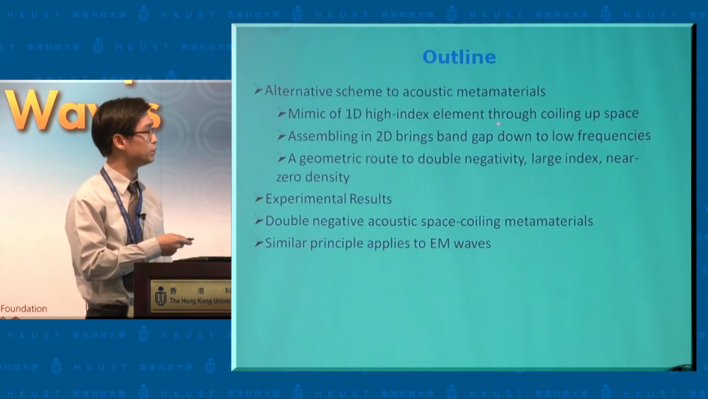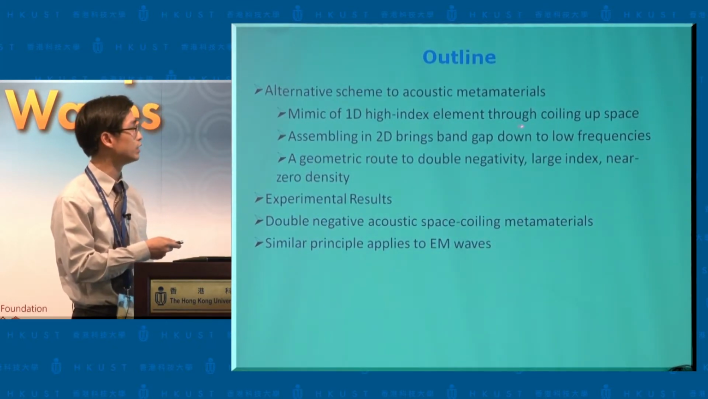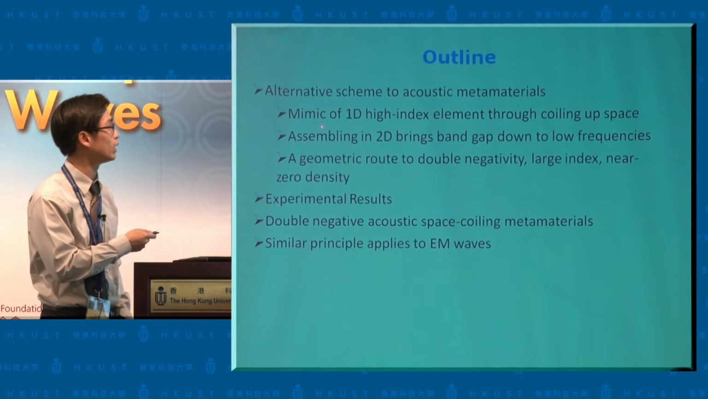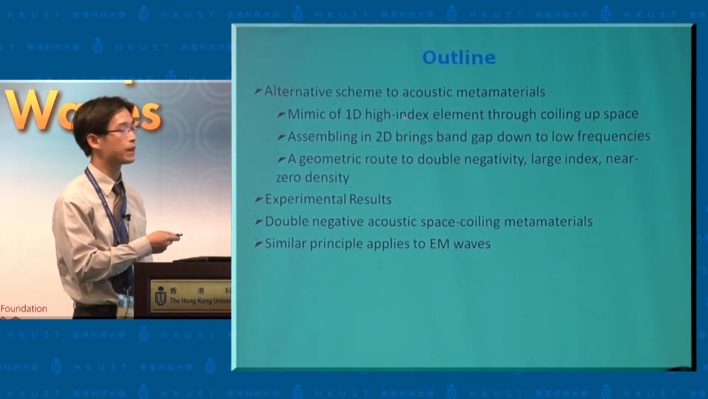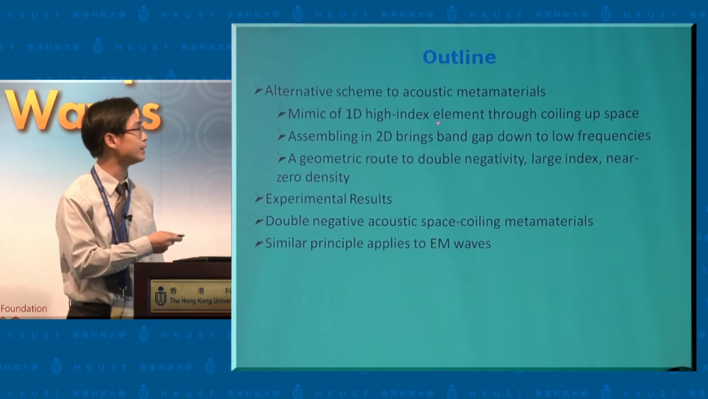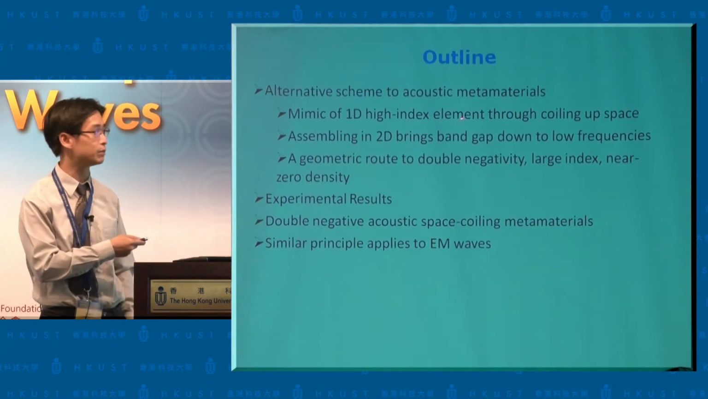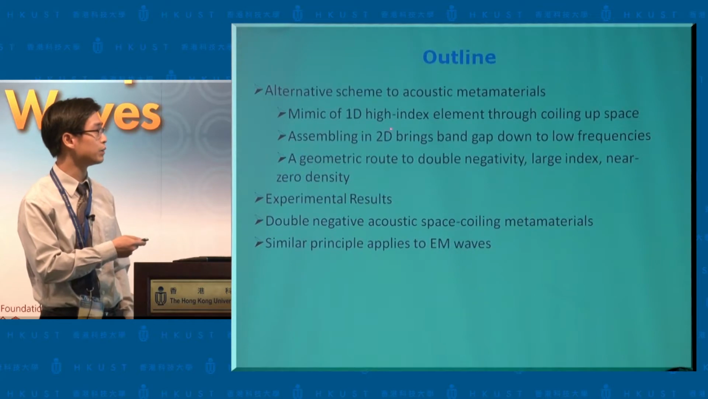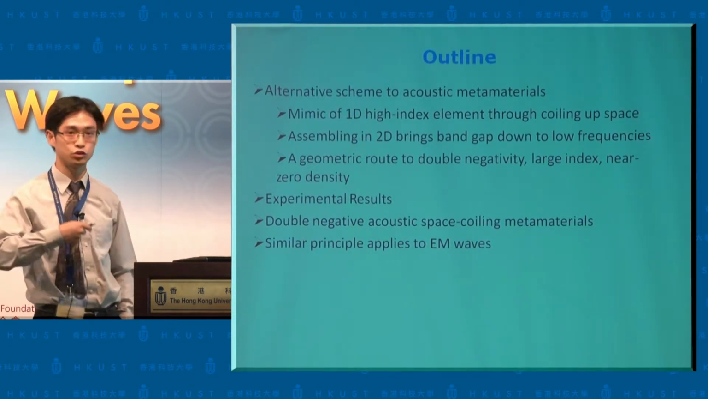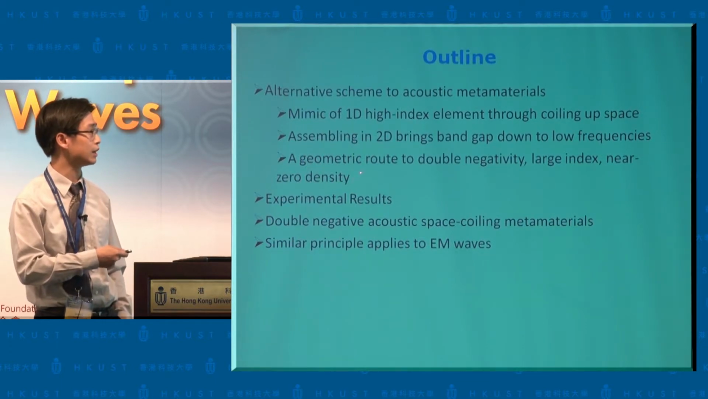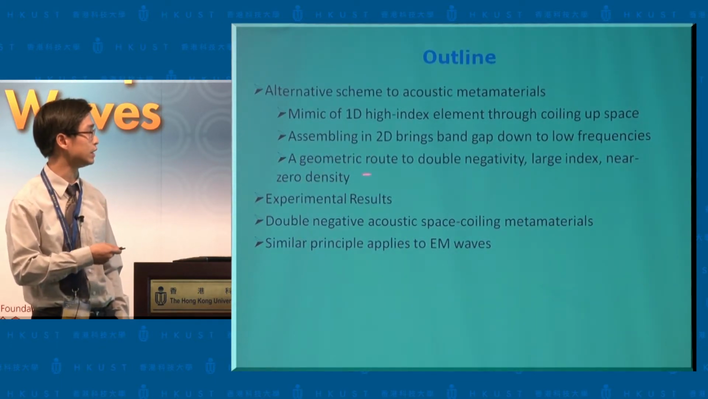If we use such a special scheme, we can mimic some of the one-dimensional elements that can have a high refractive index. Then if we put these high index elements together, assembling them into 2 dimensions, we can bring down the band gap to very low frequencies, and then we can have a geometric route to double negativity, large index, or a density near 0.